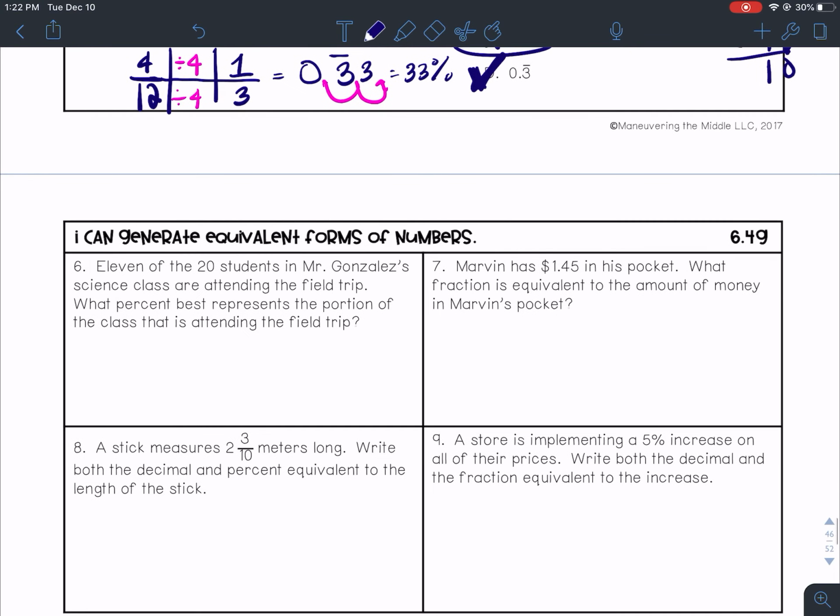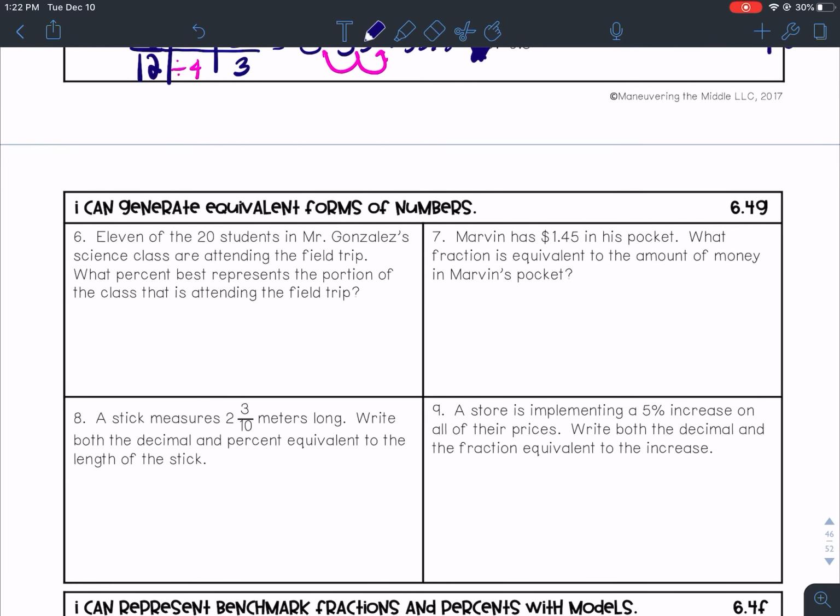Number 6. Okay, 11. Oh, I see the number. I see the word. Scratch it out. Put the number. Just make it easy. 11 of the 20 students, sounds like part to whole, in Mr. Gonzalez's science class, are attending the field trip. What percent, so I'm looking for the percent, best represents the portion of the class that is attending the field trip? Okay, so this looks like I have a part to whole, because I see percent in there.